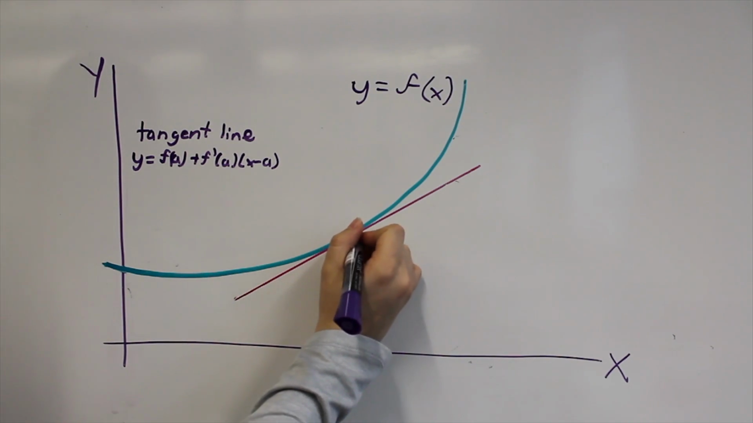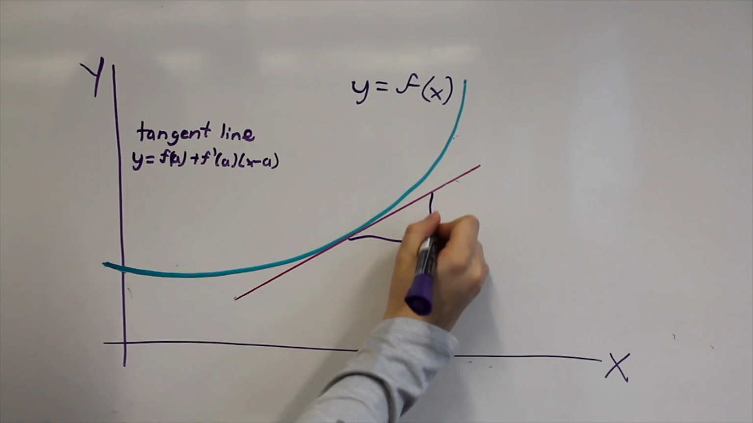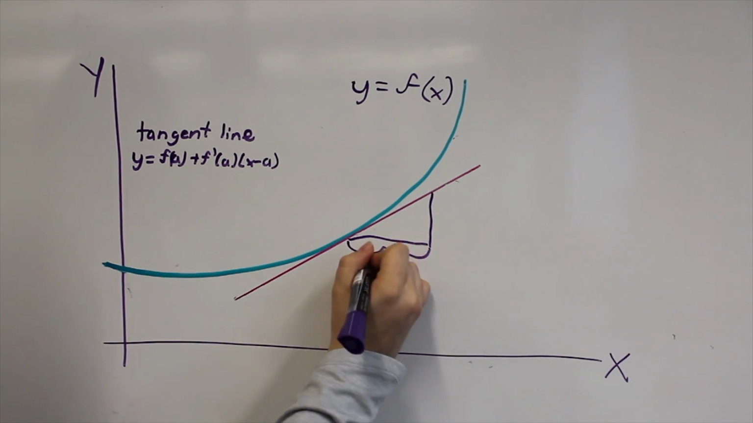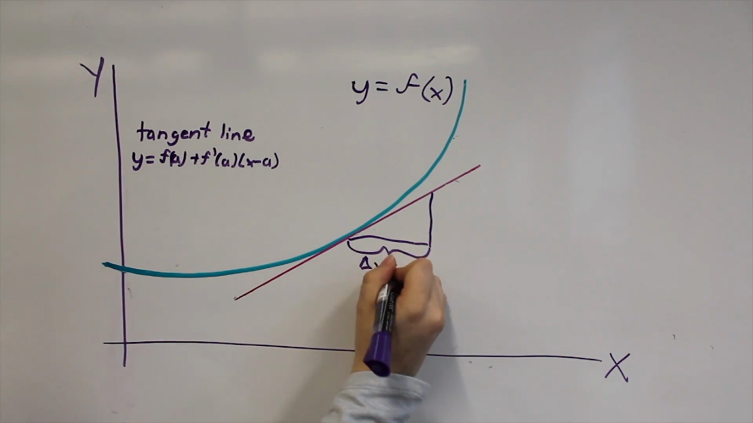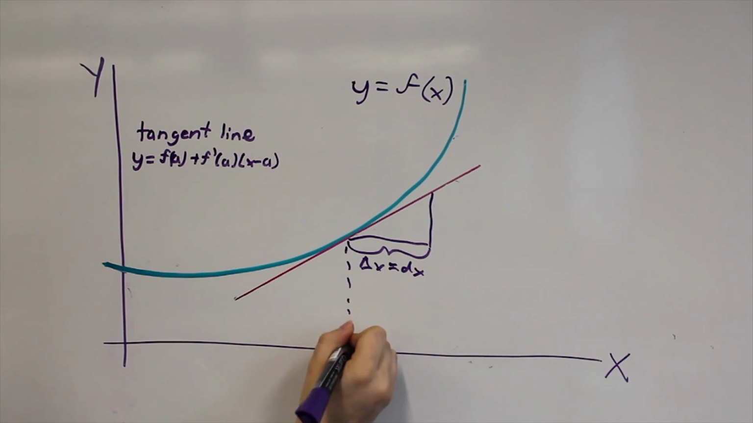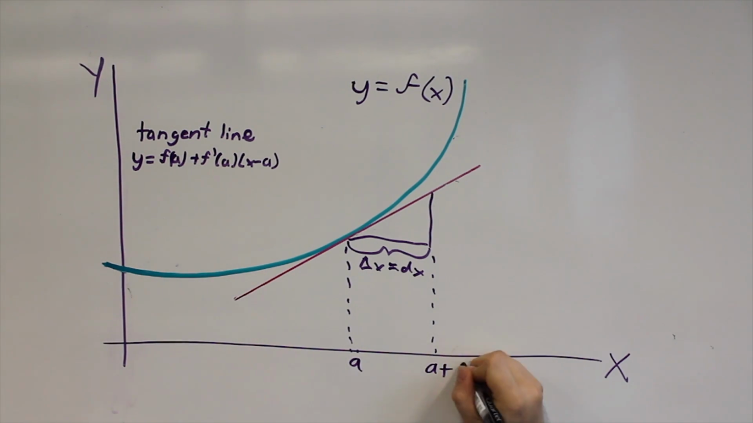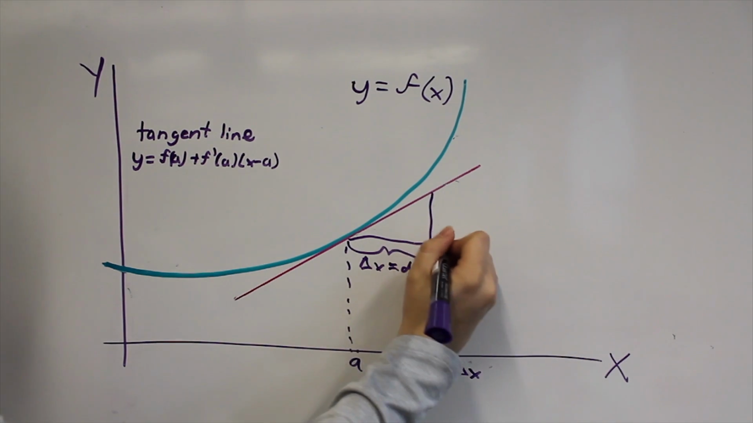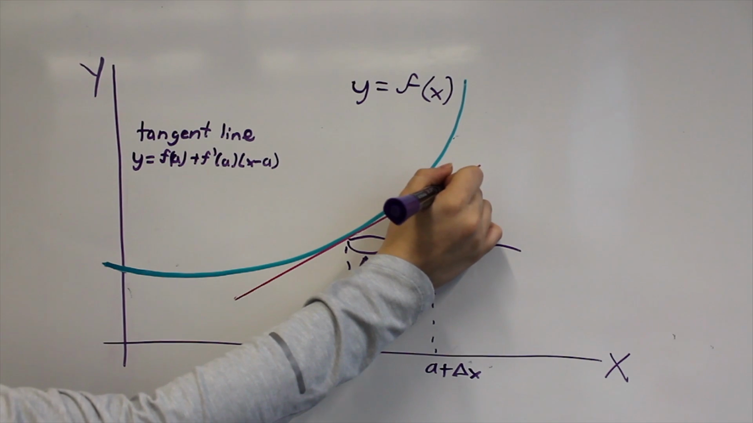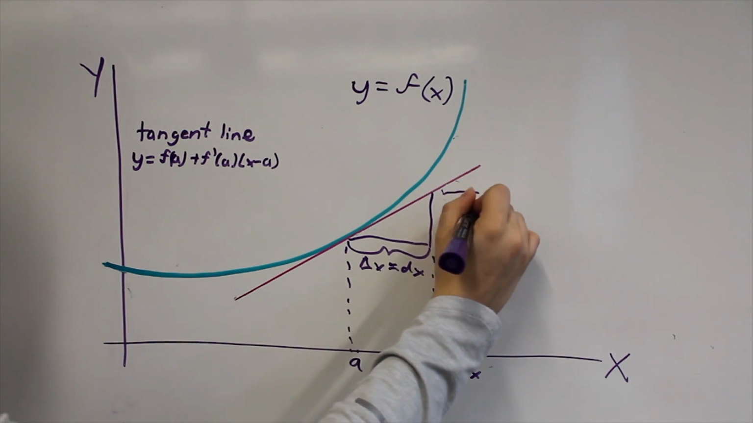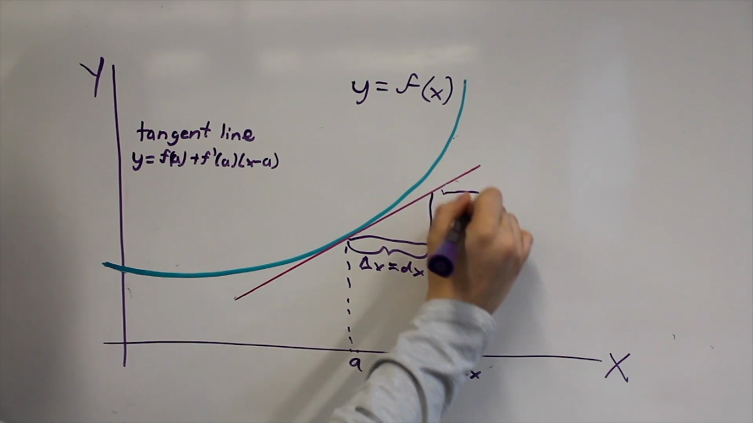The graph shows a function of one variable with a tangent line at A. Here, dx and delta x are shown as equal. However, dy and delta y are not. dy is equal to the change in y of the tangent from A to A plus delta x. Delta y is equal to the change in y of the function from A to A plus delta x.